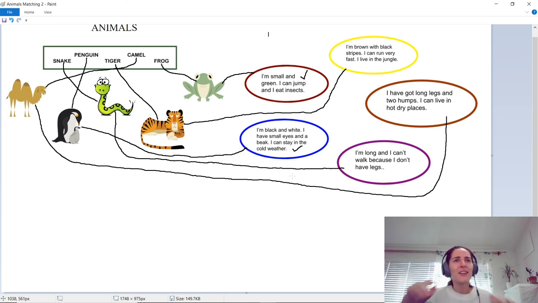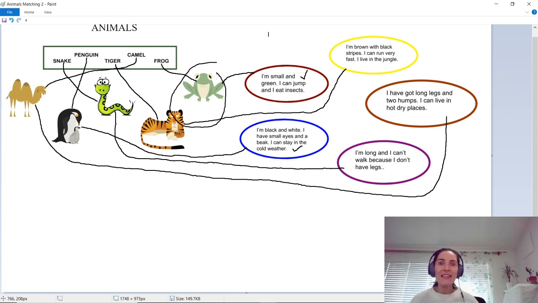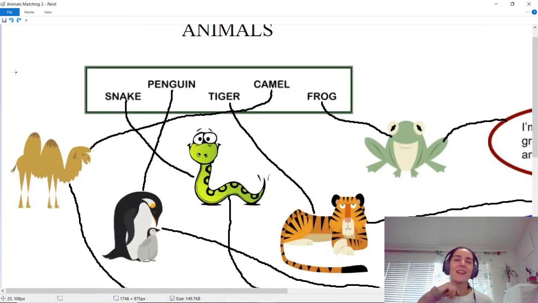All right. Look at that. We finished. So we learned about the frog, the tiger, the snake, the penguin, and the camel. Excellent. I think I like the frog because he can jump really, really high. What about you? Which animal do you like?